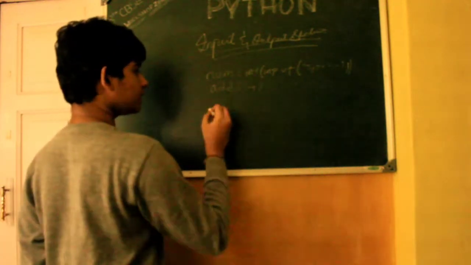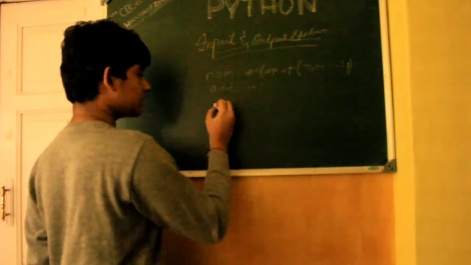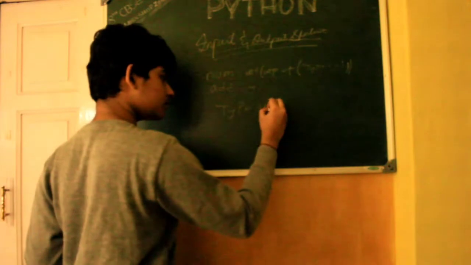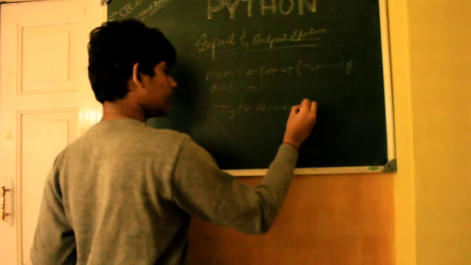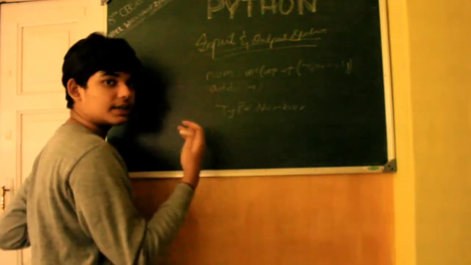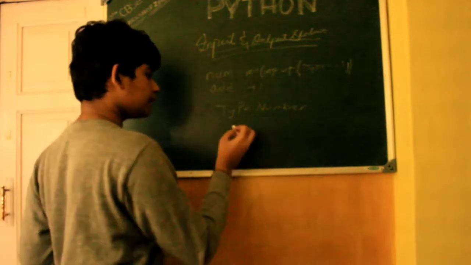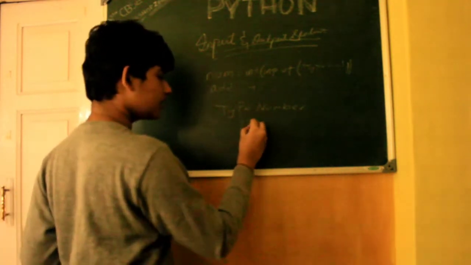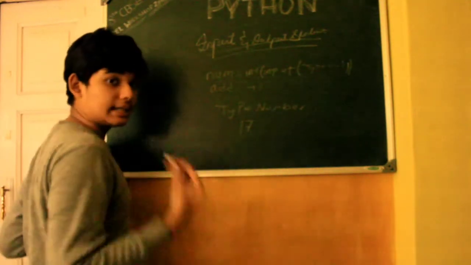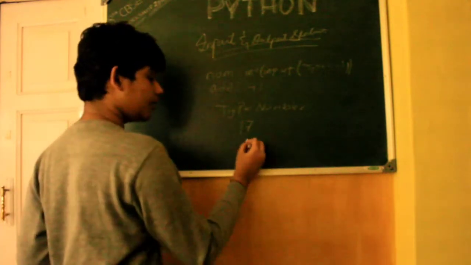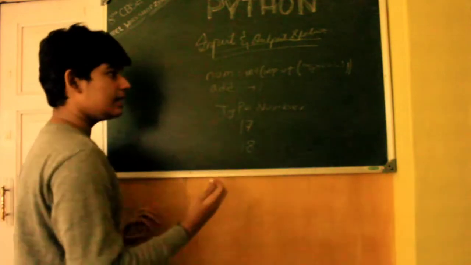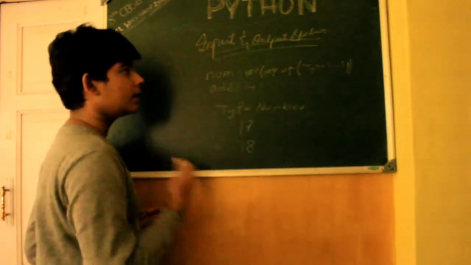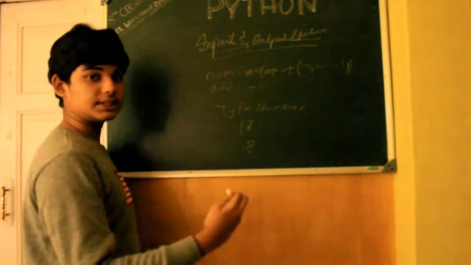So for example, after clicking enter, it will ask you to type number, and after asking you to type number, you can type something like, let's take 17. After typing 17 and clicking enter, it will immediately show 18. So it basically added an extra number to the number that you have given. That is basically how input statements work.